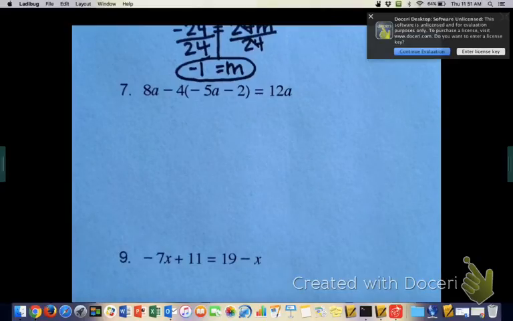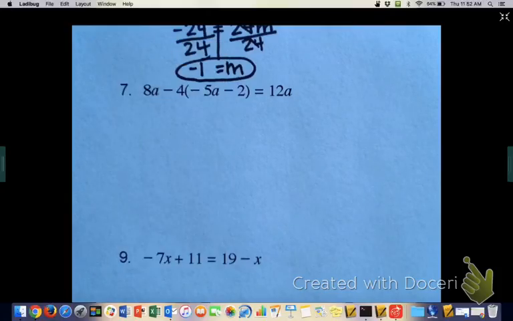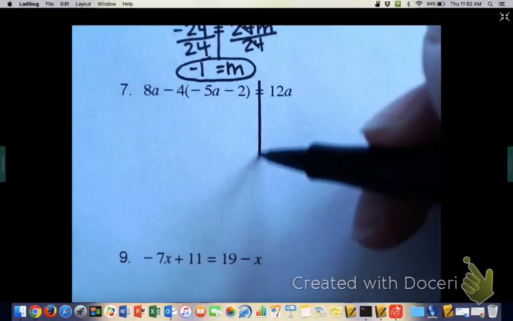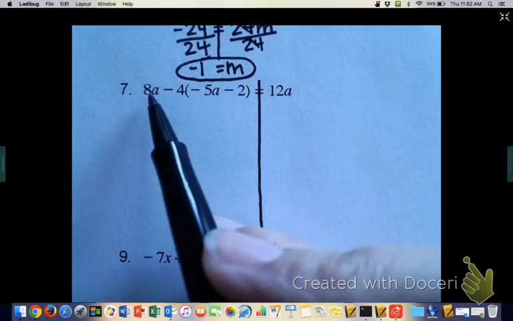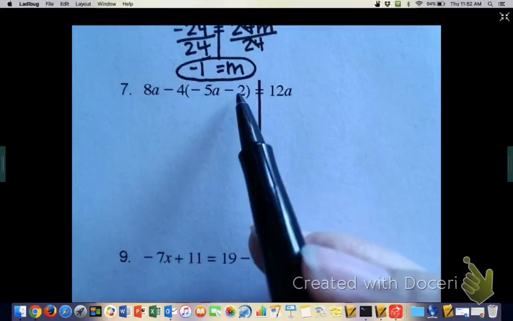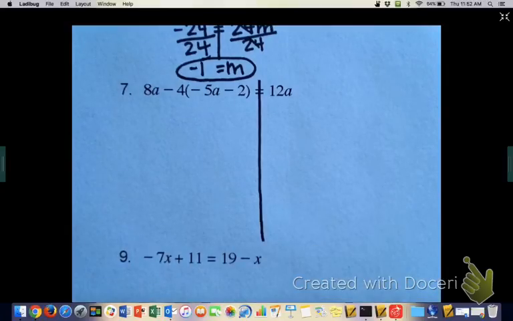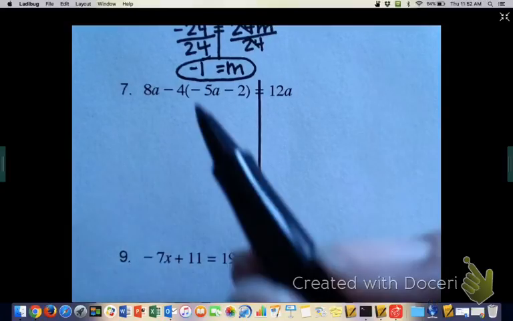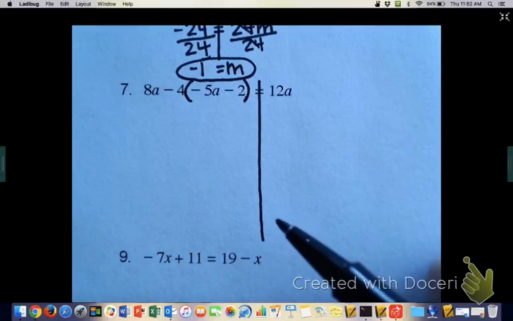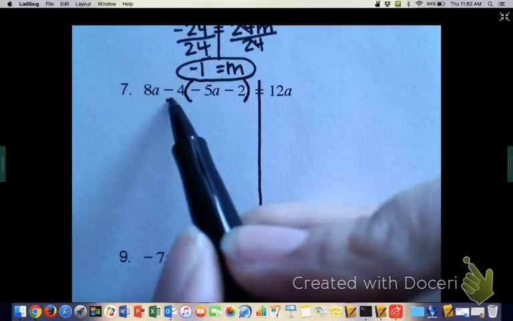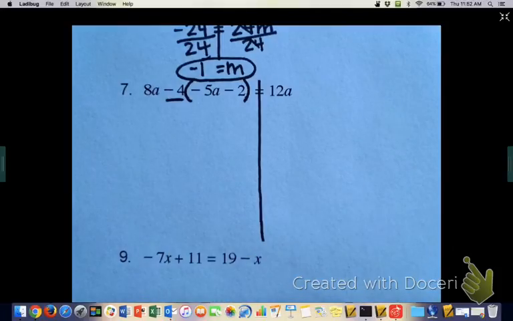Number 7. We have kind of a weird distribution thing here. I'm actually glad it's one of the examples. A lot of kids will want to take 8a and distribute, but that is not the thing that is being multiplied by our parentheses. The only thing that is squished right up against these parentheses, which means being multiplied by it, is this negative 4. The 8a has nothing to do with it, so don't do anything with the 8a for now.